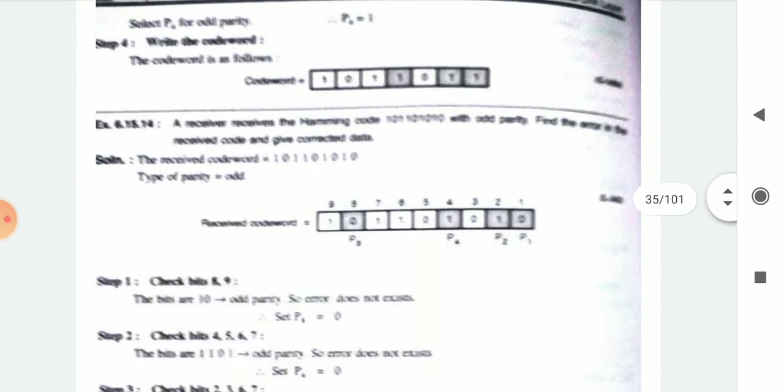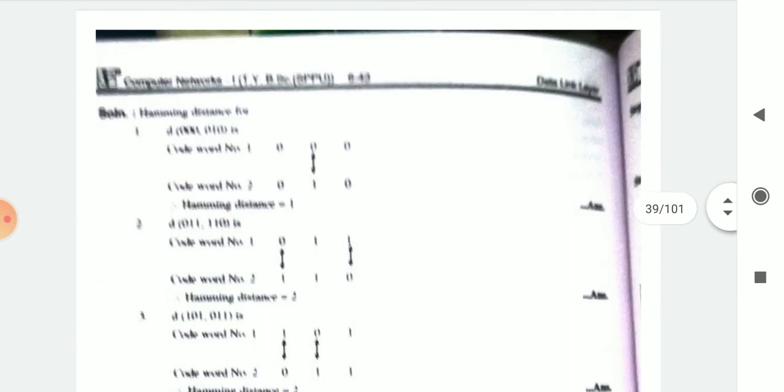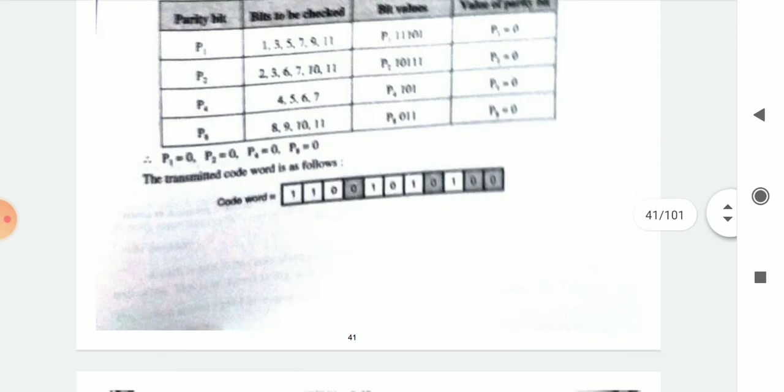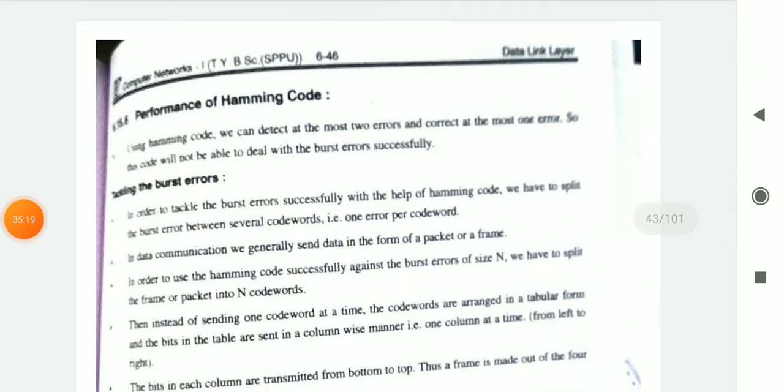This is all about the parity checks. There are some solved examples. This is all about Hamming code. Now the performance of Hamming codes we will see in the next lecture.